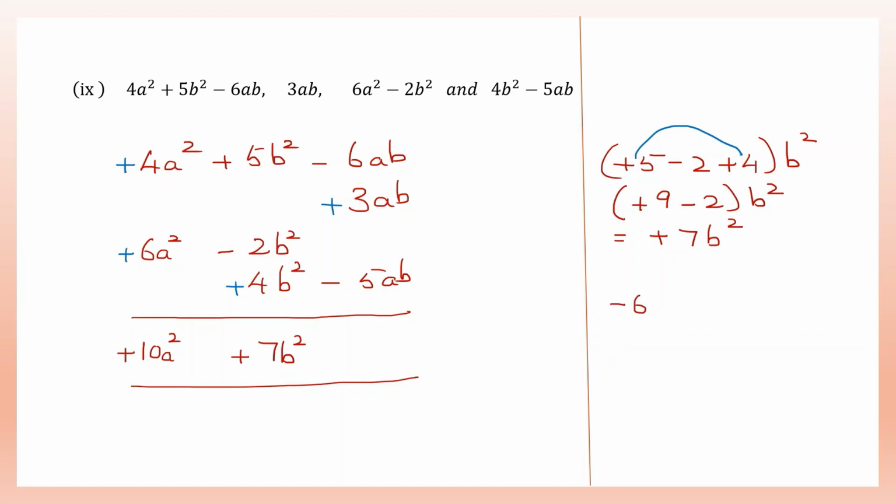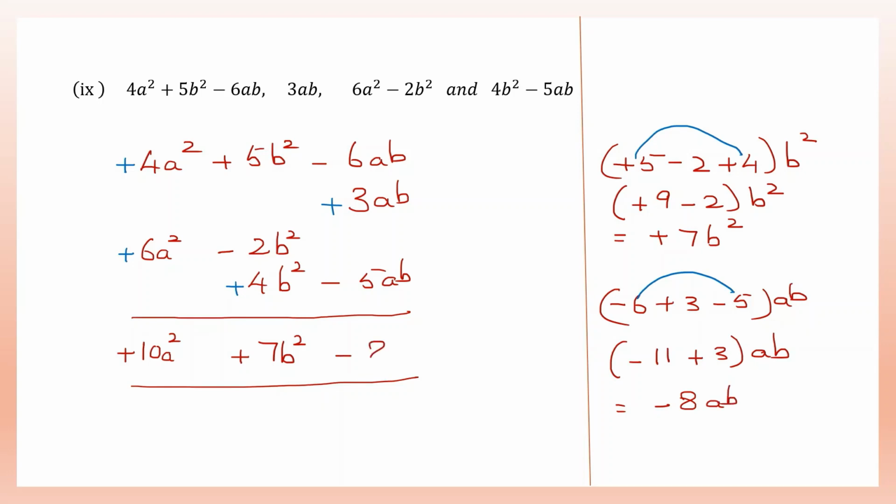Now AB, let's take only the numbers. Minus 6 plus 3 minus 5 AB. Add up the numbers with the same sign. So we get minus 11 plus 3 AB. When signs are different, put the sign of the bigger number and subtract. 11 minus 3 is 8 and we write AB. Minus 8 AB.